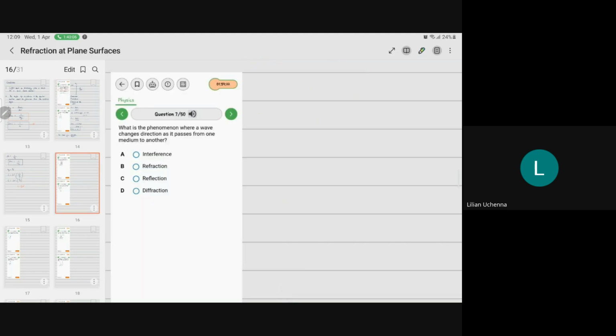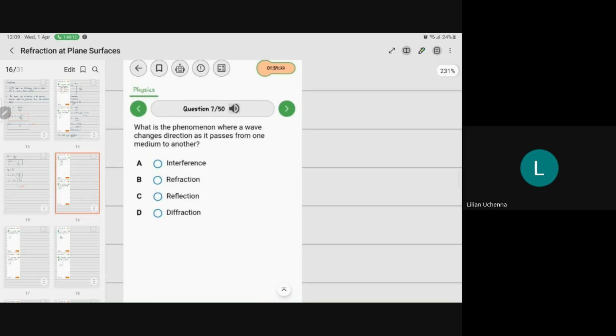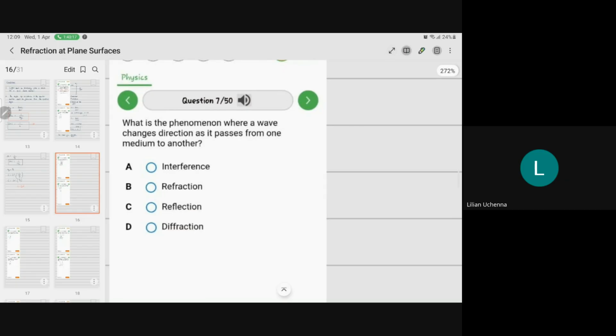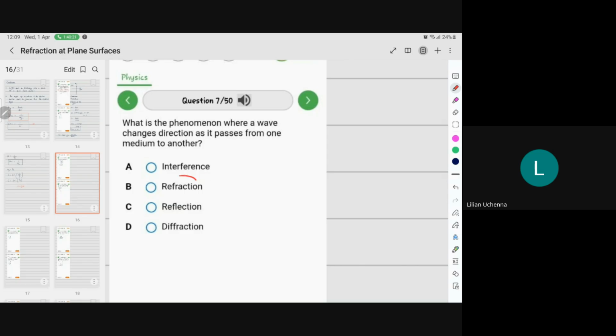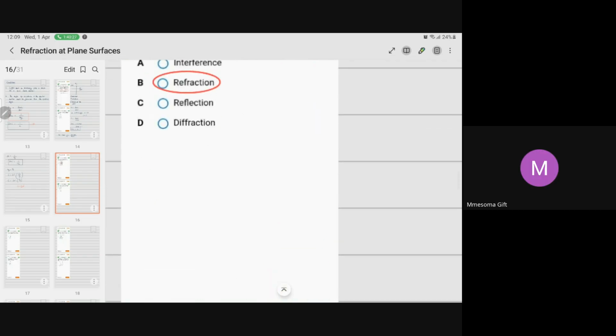They said, what is the phenomenon where a wave changes direction as it passes from one medium to another? So that shouldn't be a question at all. We all know the answer, right? It's refraction, isn't it? It changes direction. So this is not a question at all. So this is refraction. Let's go to the next very fast. Let's see what we can cover before your next class.